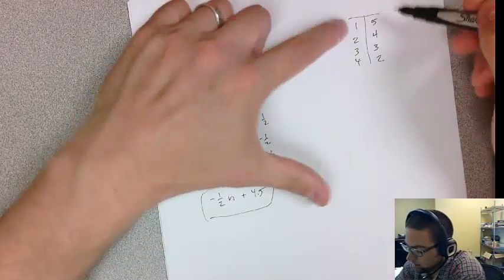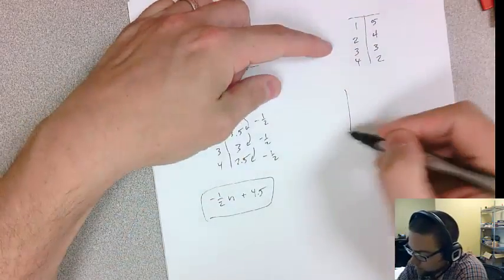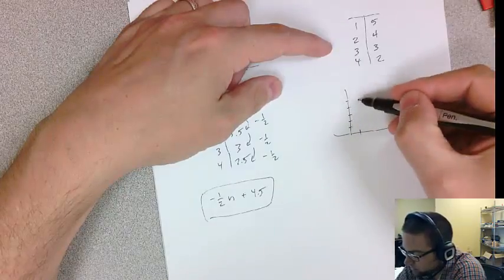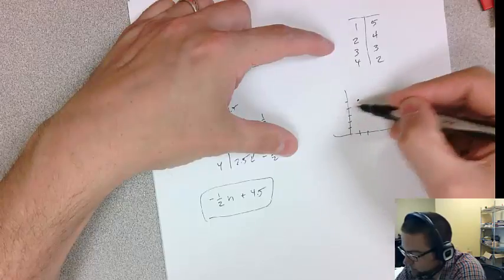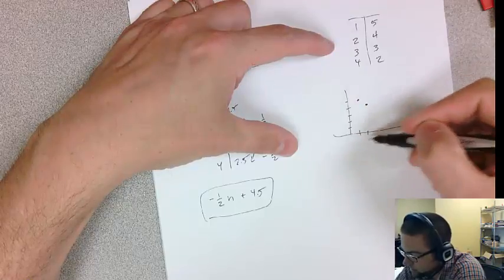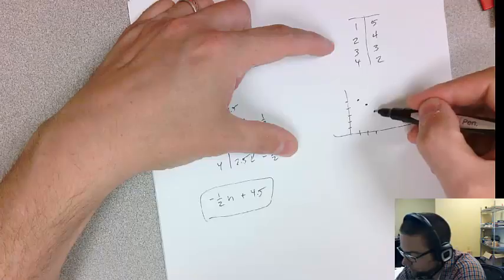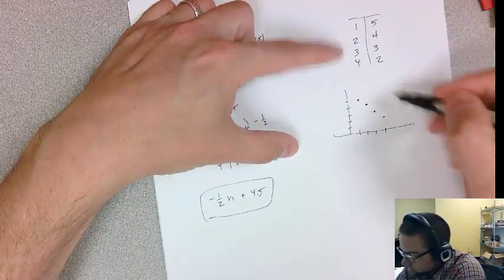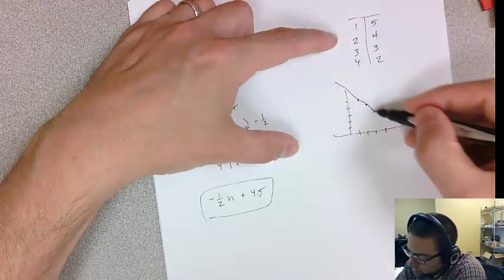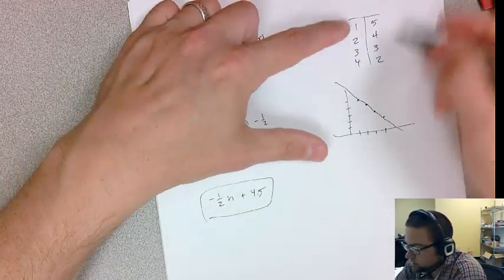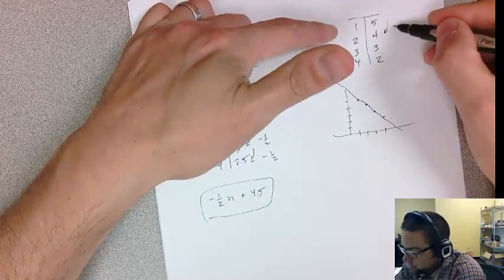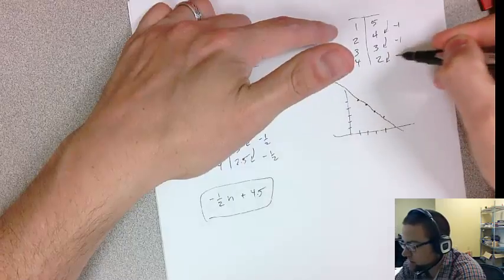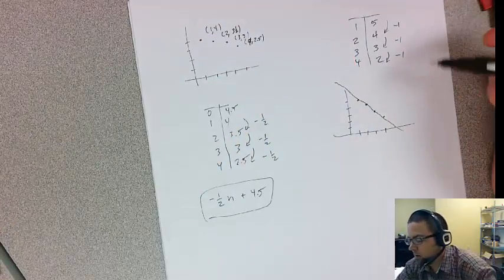Okay, and let's compare this one. Let's make a graph of this. So 1, 2, 3, 4, 5. There'd be a point right there, and then 2, 4, and 3, 3, and 4, 2, and it looks to be going in a linear path going down. How is this changing? It's going down by 1, and down by 1, and down by 1. So it is a constant rate of change. This is also a linear function.